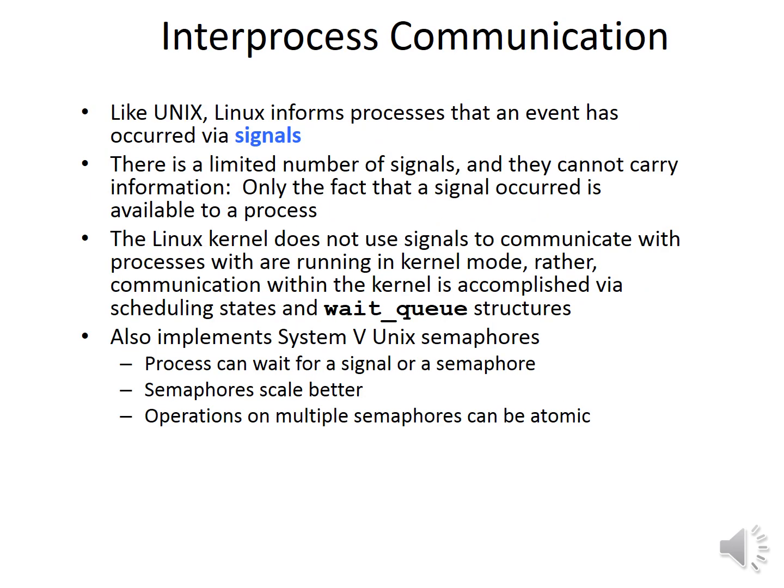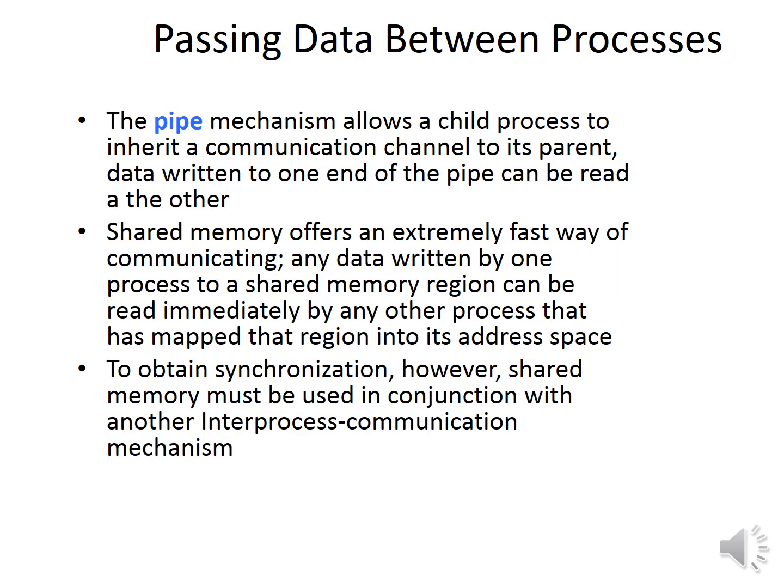Interprocess communication. Linux informs processes of an event via signals. The Linux kernel does not use signals to communicate with processes which are running in kernel mode. It uses scheduling states and wait queue structures. So it uses a semaphore. A process can wait for a signal or a semaphore. Semaphore scales better. Operations of a semaphore can be atomic.